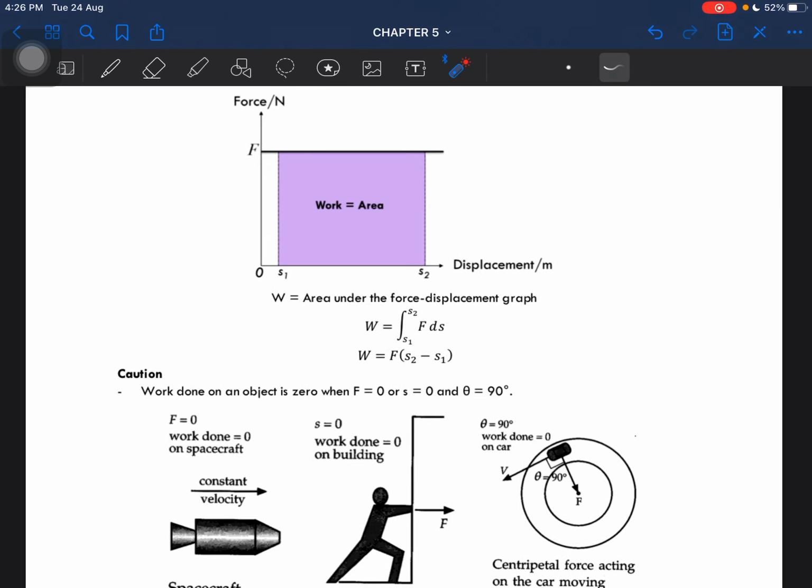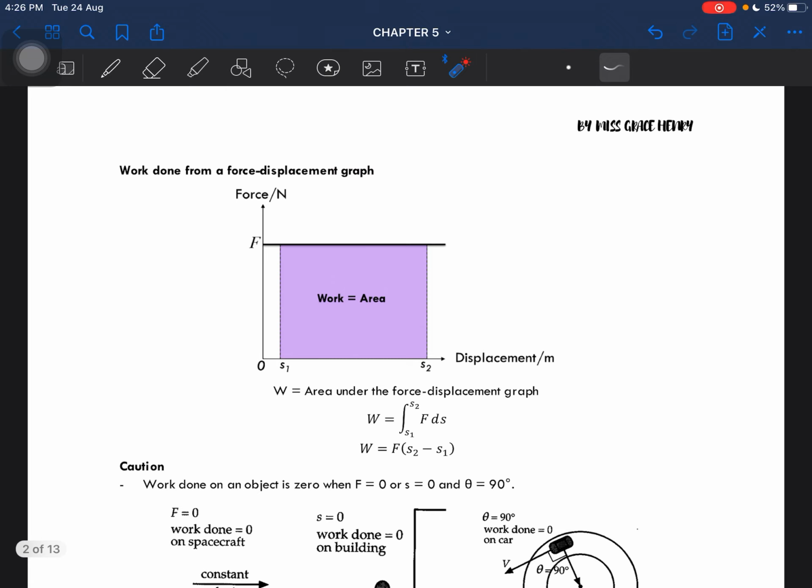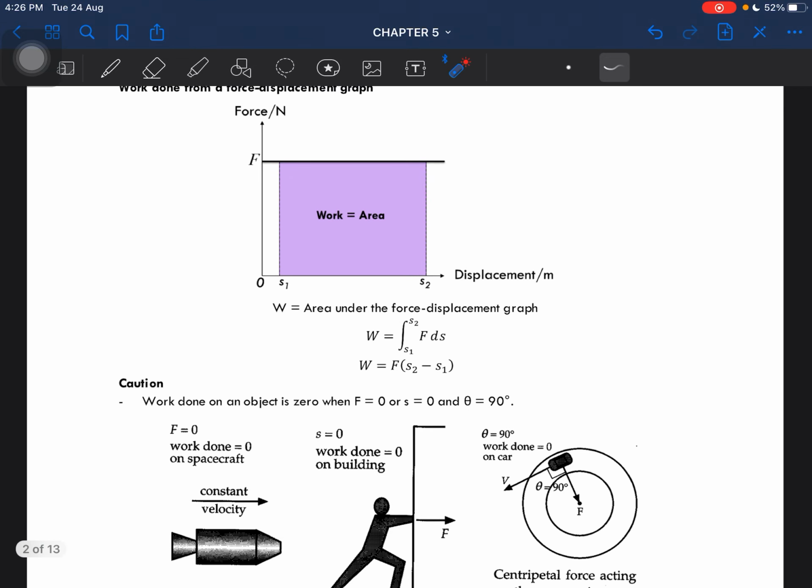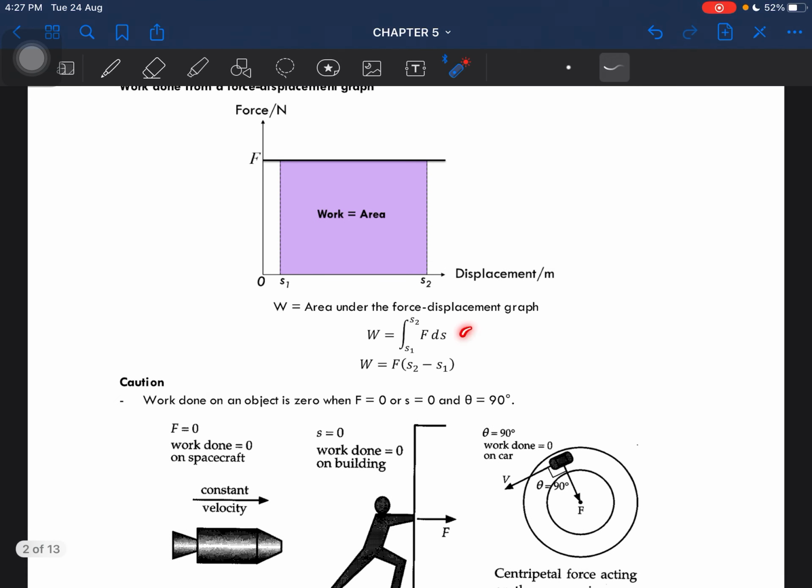Okay, so this one is work done from a force displacement graph. So basically the shaded area under the graph of force against displacement is known as the work done. Okay, so this is the integration, then you'll get work equal to force times delta S, which is the change in displacement. Okay, there's movement, that's why there is a minus there.